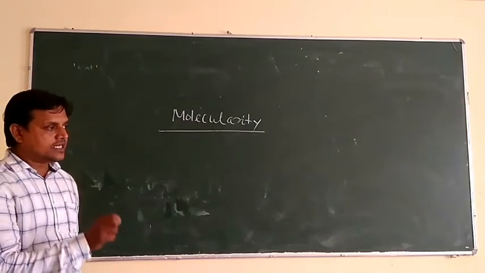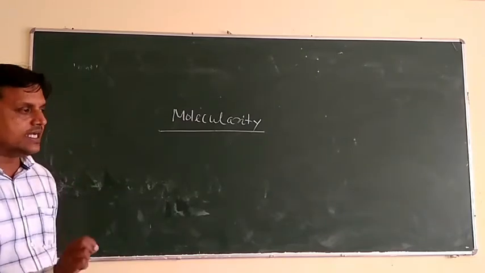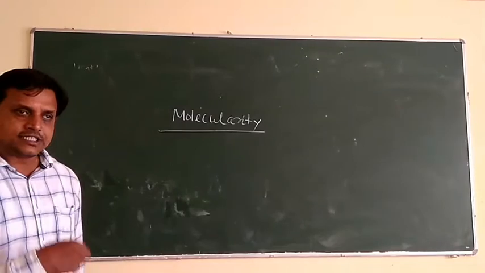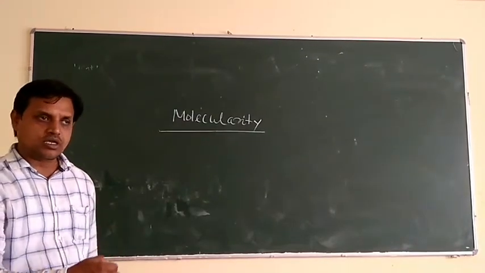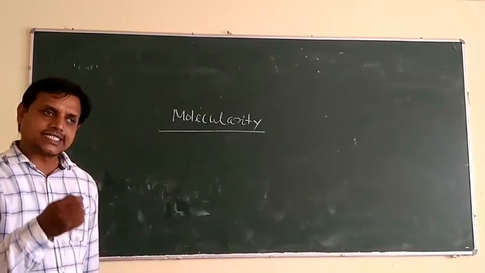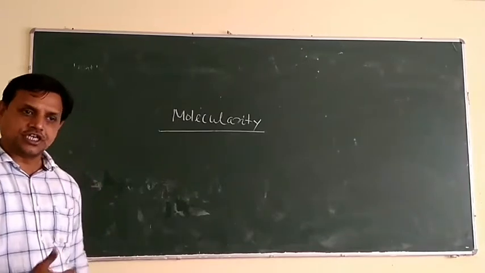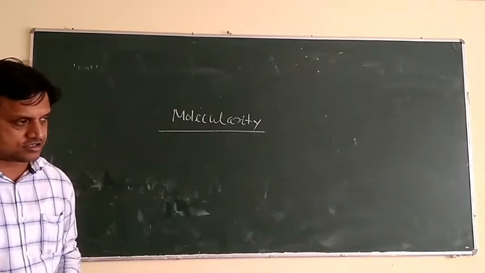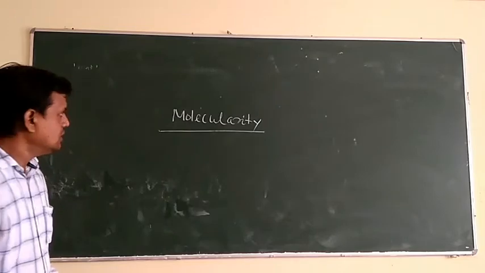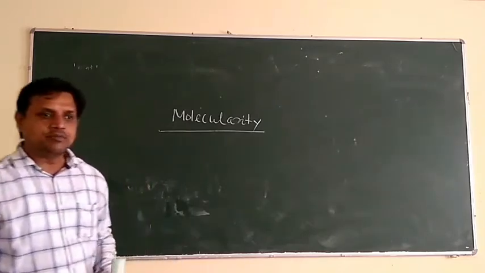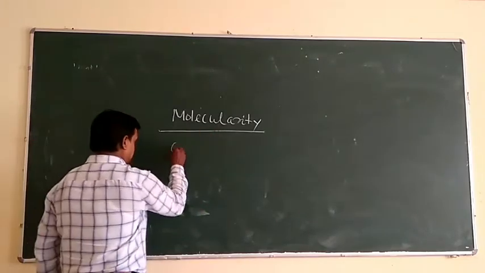So molecularity of a reaction is defined as the number of reacting species or molecules or ions colliding simultaneously with each other to form the product. Okay. So first come to unimolecular reaction.